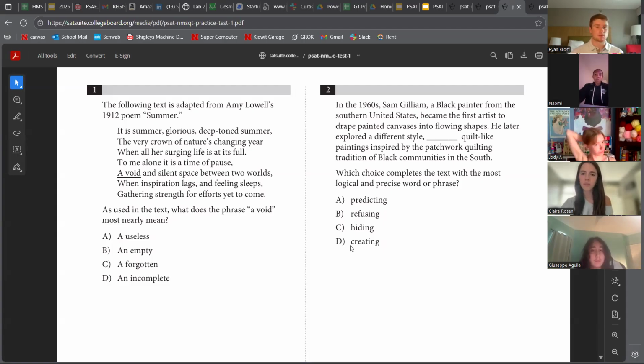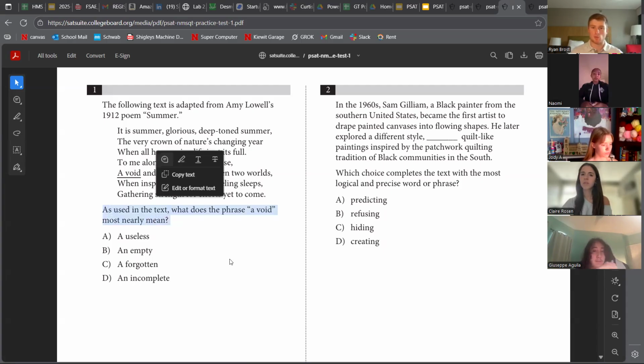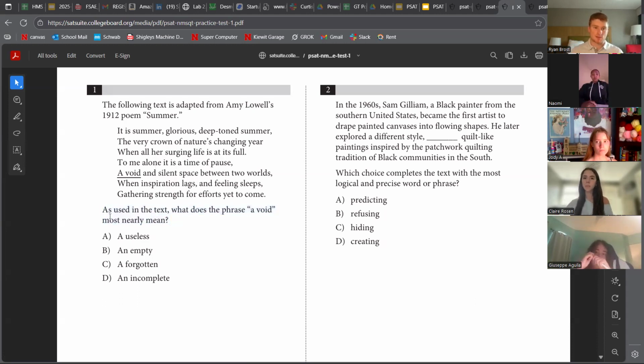Naomi, what are you thinking for this first one? I was thinking B. Yeah, that's right. Also, a good tip, I think we kind of went over how to answer these questions, but I always like to read the question first because this really tells you what you're supposed to look for when looking through the passage. Especially with these vocabulary ones, you don't need to read a lot of this part and you can save some time doing that.